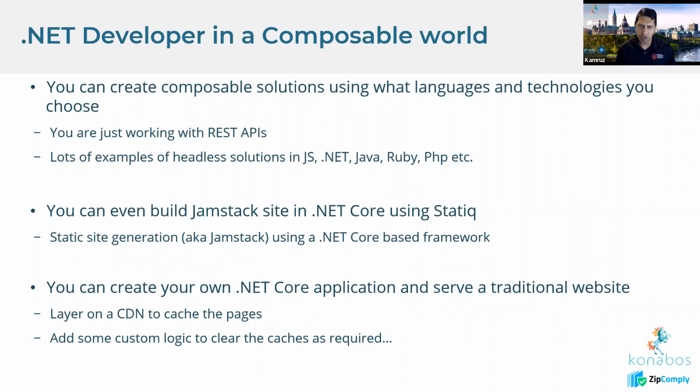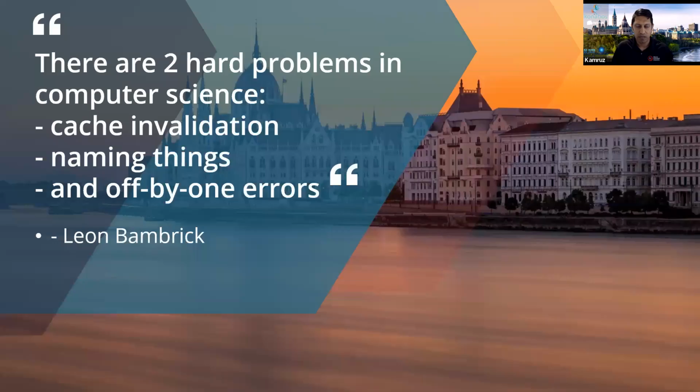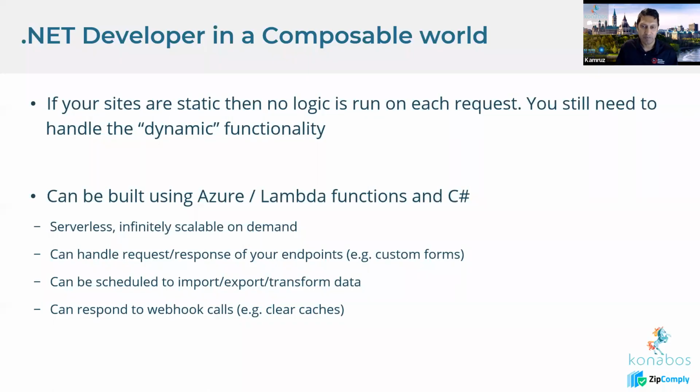We're kind of used to this in the Sitecore world with the HTML caches built in, so the concept is again quite similar. And you can also just create yourself a very bog standard .NET Core application in a traditional way. A request comes in, it will just build a page and serve it out. Another one comes in, it builds a page, serves it out. You could layer a CDN on top of that, and then if you wanted to, you could add some custom logic to clear the caches. But you know what they say about cache invalidation. So just be a little bit wary about dealing with that problem.